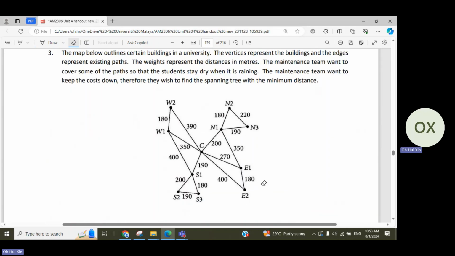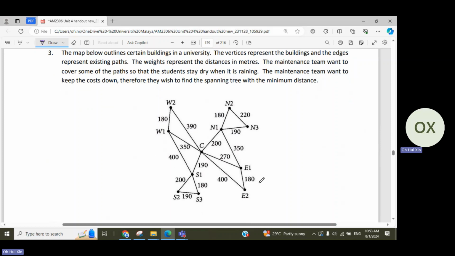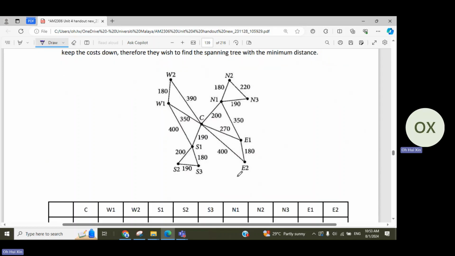This question is a previous example where the vertices represent the buildings in a university, and they want to put covers over some of the paths so that students will be able to go to any building when it is raining. But they want to cut down the cost, so they try to find the minimum spanning tree. So for this question, let's try it out.